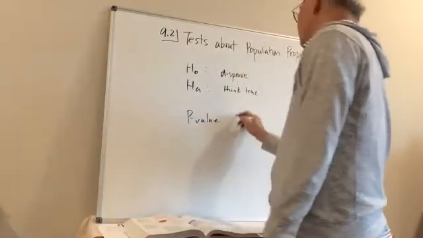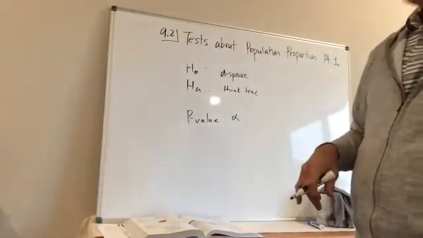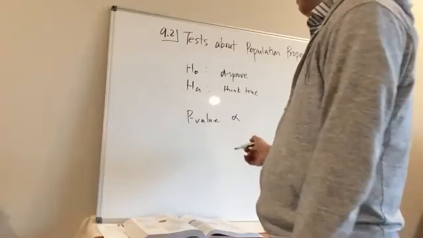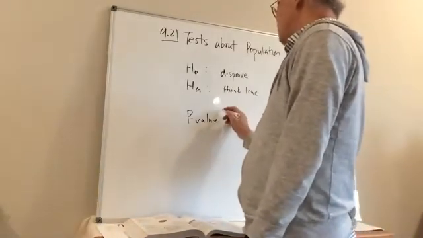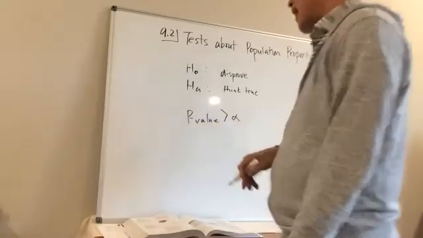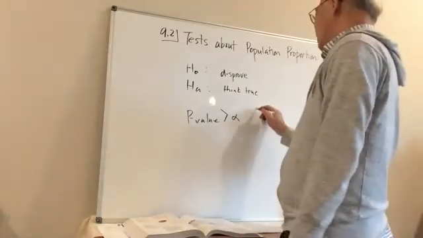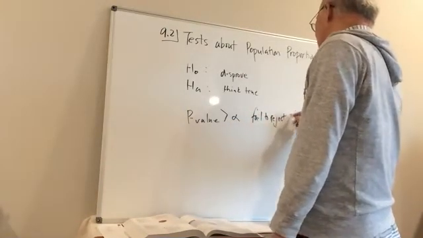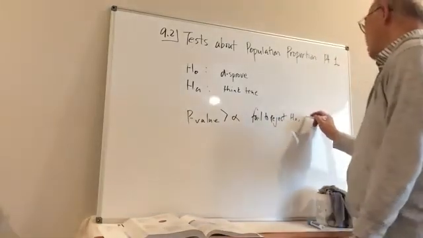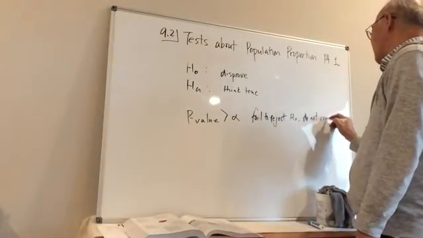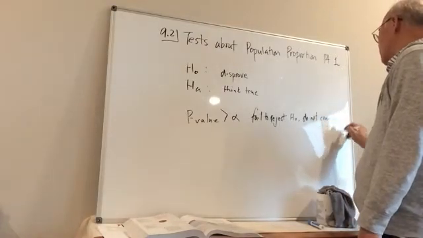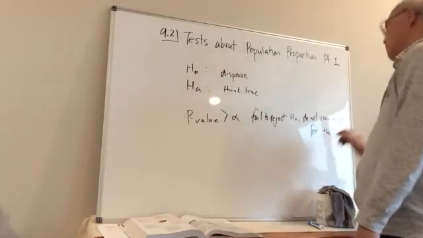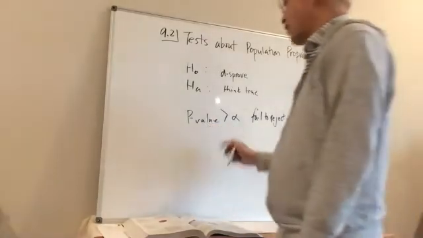And we're going to compare that to the alpha, the significance level. If the p-value is greater than alpha, we would fail to reject the H0. We do not have convincing evidence for the Ha.